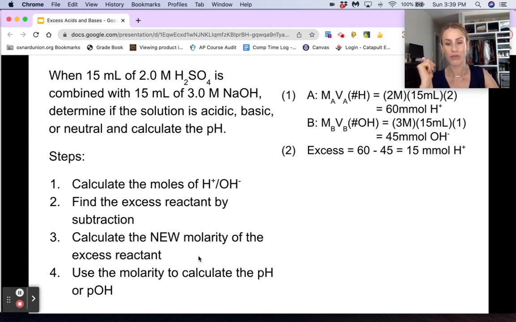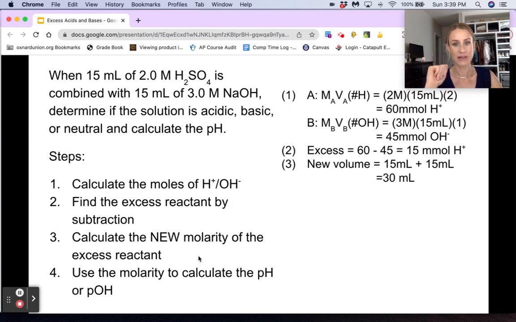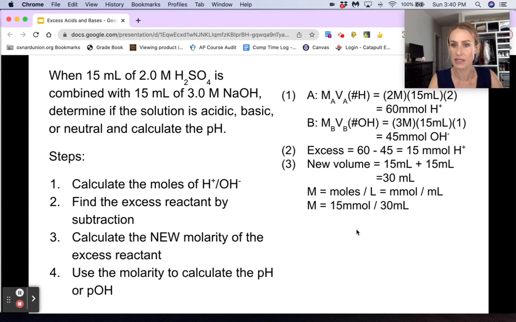So now my total new volume is 30 milliliters, all right, because I've added a 15 milliliter acidic solution with a 15 milliliter basic solution together, and I get 30 milliliters total. So that's going to be my new volume. To find the molarity, again, it is moles over liters or millimoles over milliliters. Plugging my numbers in here, the molarity is going to be 15 millimoles, because that was my excess number of millimoles of H plus, over my new volume of 30 milliliters. And I end up getting 0.5 molar H plus. So this is the concentration of my hydrogen ions in solution.